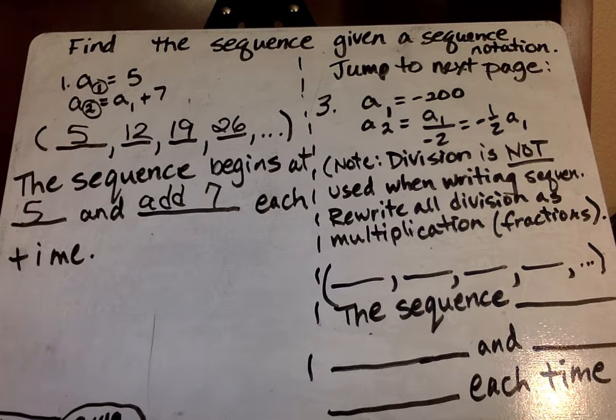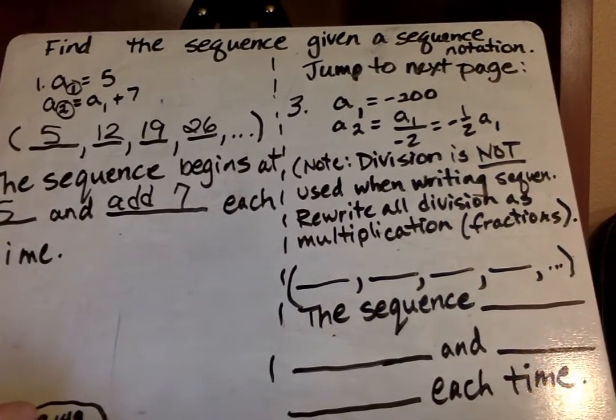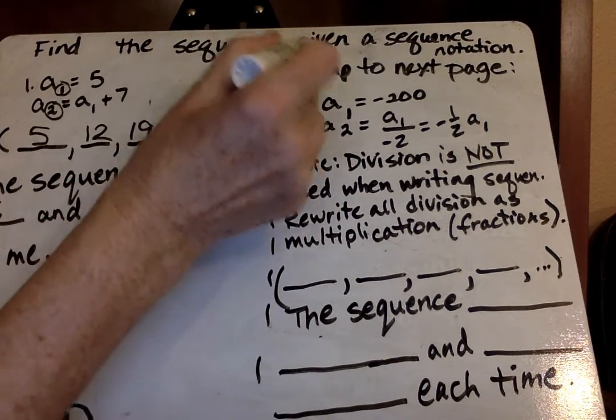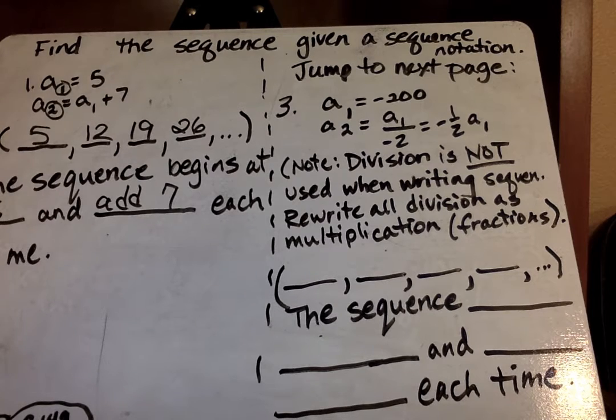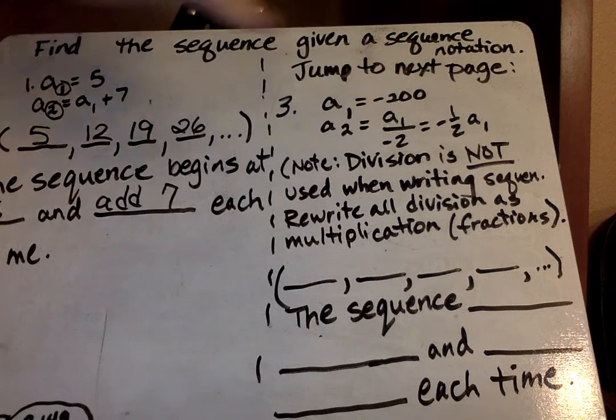All right, so we're going to jump to the next page, which will be page 138 for regular classes, and for honors, it's page 150. Okay? So here, it's A1 equals negative 200. A2 equals A1 divided by negative 2 equals negative 1/2 A. Here's a note that division is not used when writing sequences. We rewrite all division as multiplication, which will be fractions, okay?